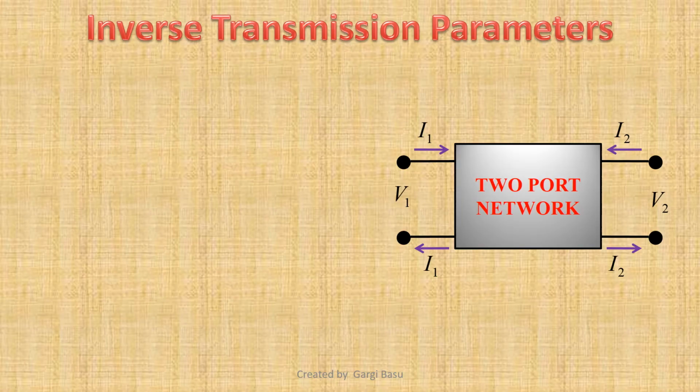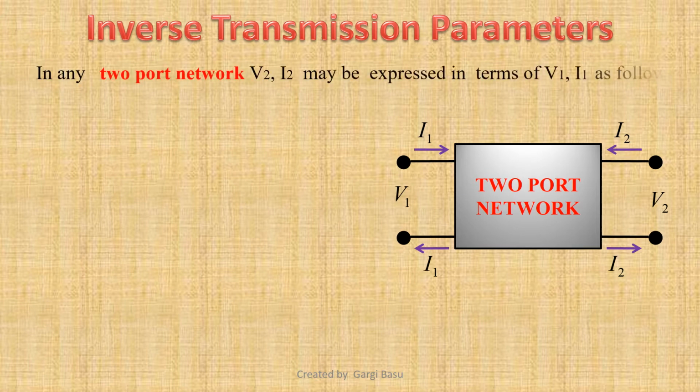Inverse transmission parameters are widely used in the field of power system and telecommunication systems. Let us recall how we have used inverse transmission parameters to describe a two-port network. Inverse transmission parameters are simply called T' parameters. When we describe a two-port network using inverse transmission parameters, we consider the input port variables V1 and I1 as independent variables and output port variables V2 and I2 as dependent variables.